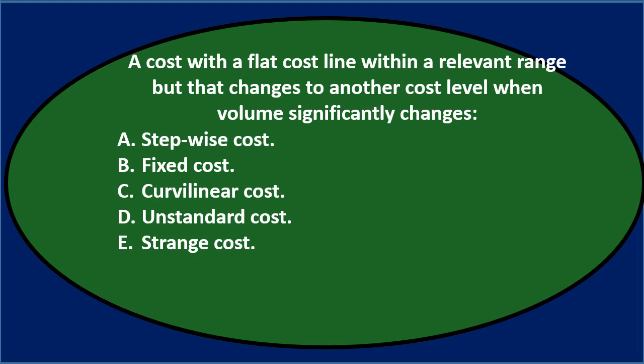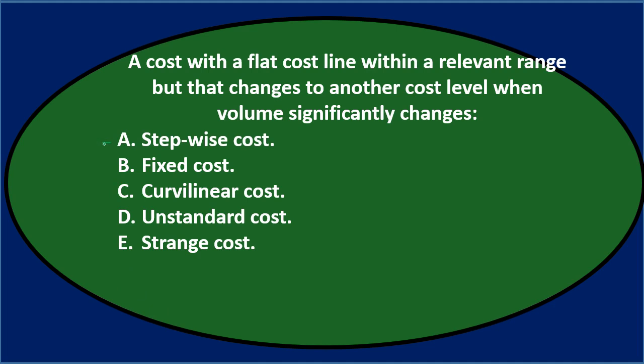Next question. A cost with a flat cost line within a relevant range, but that changes to another cost level when volume significantly changes. A, stepwise cost. B, fixed cost. C, curvilinear cost. D, unstandard cost. E, strange cost. Let's go through this again. A cost with a flat cost line within a relevant range, but that changes to another cost level when volume significantly changes. A, stepwise. That sounds somewhat reasonable. I'll keep that for now.